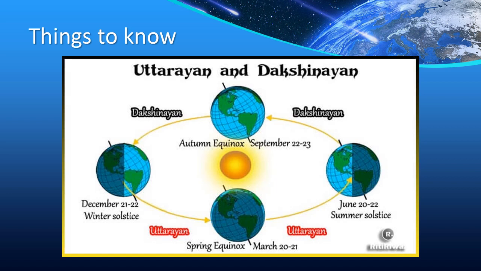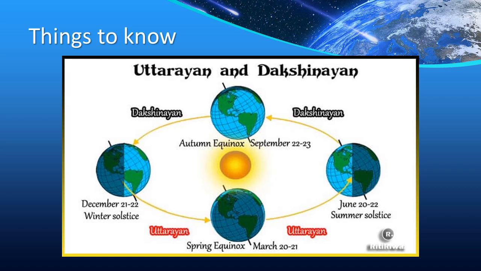Now, students, after this the chapter gets over and we have exercises. But below that we have been given the things to know. The things which I have already explained, but still, in short, what we can say about this. Now, this is the concept of uttarayan and dakshinayan, or of solstices.